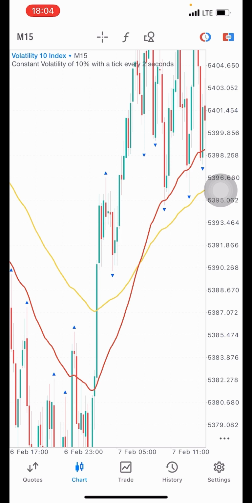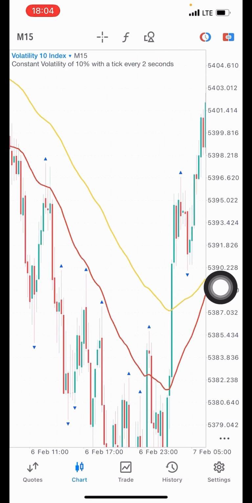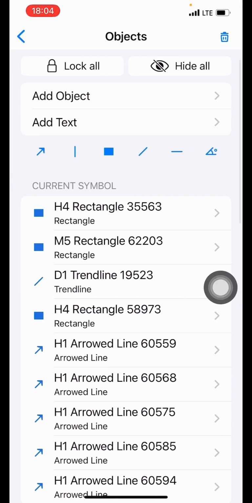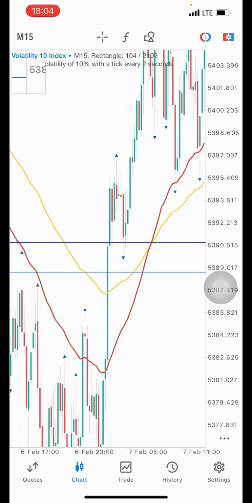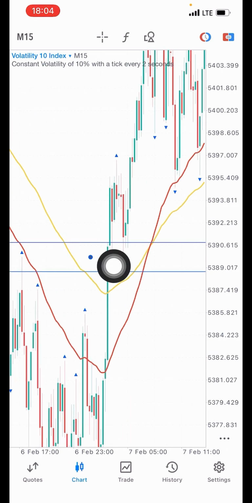Whenever you see a break like this, price must come back to retest this area of support. You can see it broke and you can see a retest here. There is a support here that the indicator is trying to automatically show you. Price came to retest it, then continued the move to the upside.